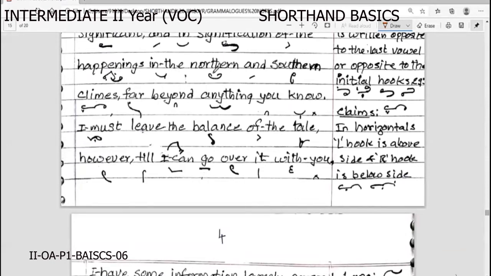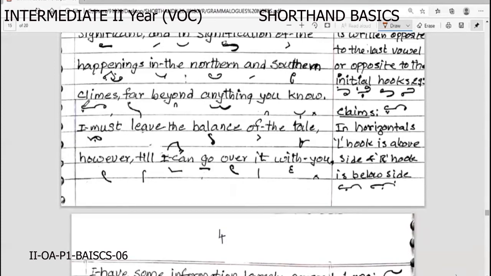So northern. Northern is a Grammalogue. It is written there above the line. Northern and Hookien. And southern, it's again a Grammalogue. Circles to B and Hookien. Southern. Okay, northern and southern.